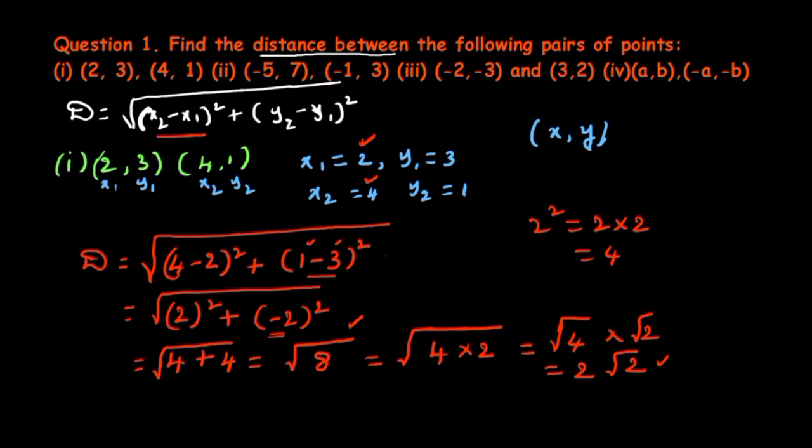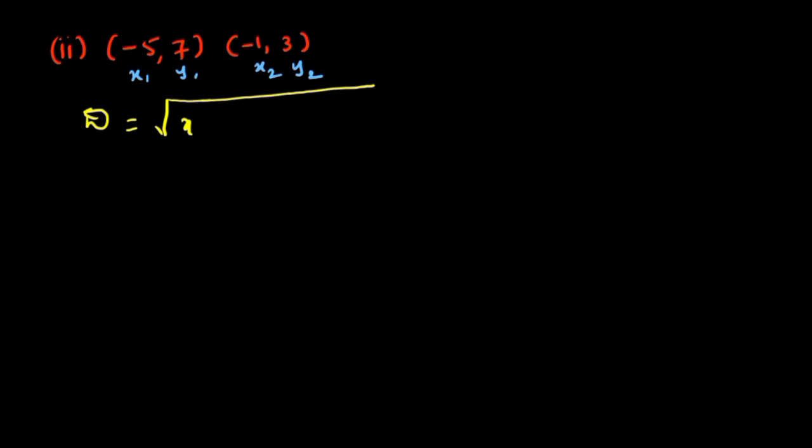And the next points are (minus 5, 7) and (minus 1, 3). As usual, this is x1, y1 and this is x2, y2. So the distance formula is root of x2 minus x1 whole square plus y2 minus y1 whole square.